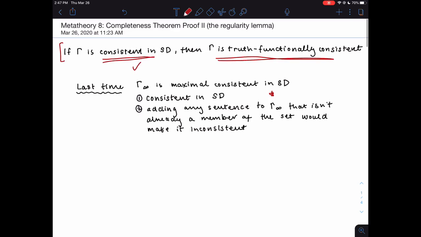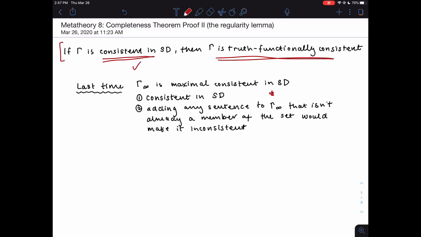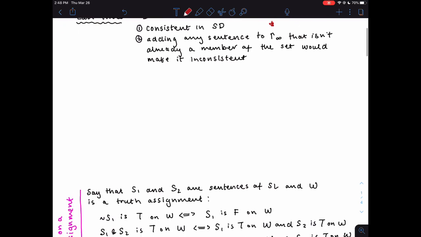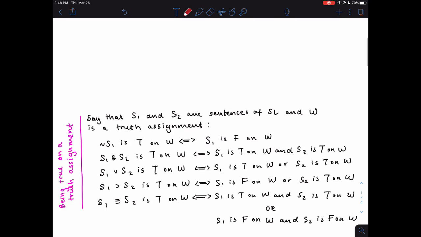But notice, when we say that something is truth functionally consistent, what we're saying is that there's a truth value assignment that makes every member of the set true. So if we can show that being a member of gamma infinity is just like being true on a truth assignment, then we will have proven that the consequent holds when the antecedent does. Okay, so that was the point of building gamma infinity. So our goal today is to prove that being a member of gamma infinity is just like being true on a truth assignment. And now let me explain in a little bit more detail what that means.